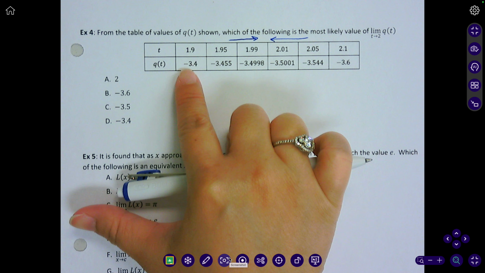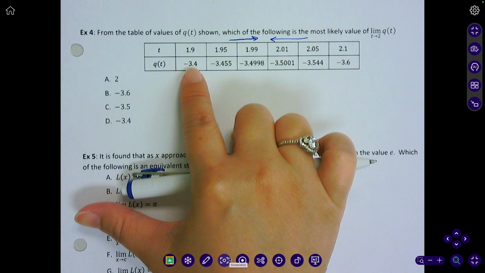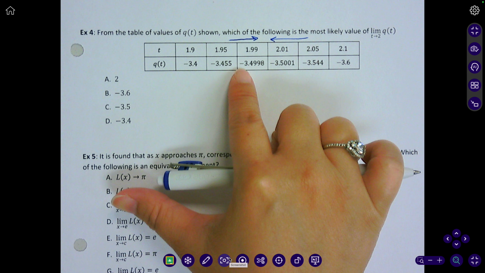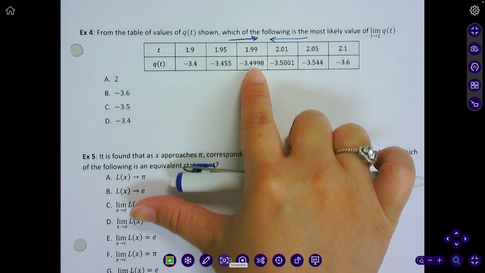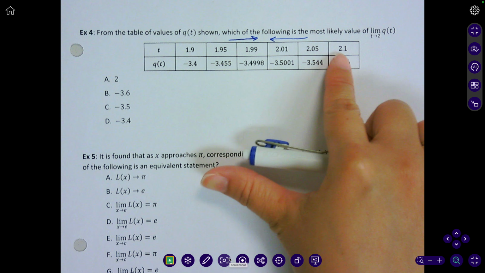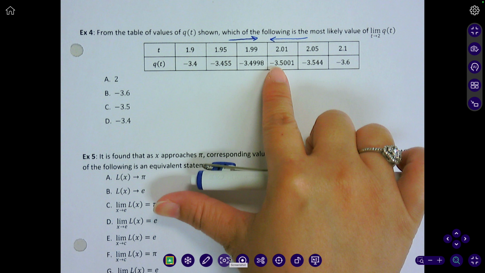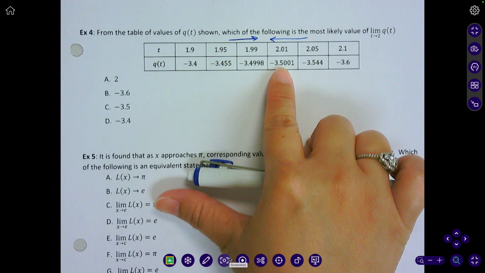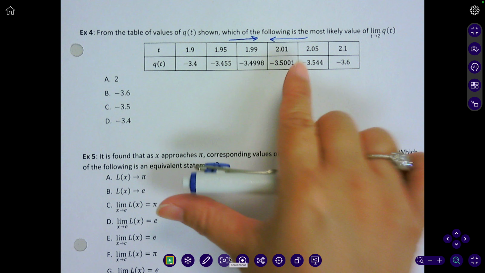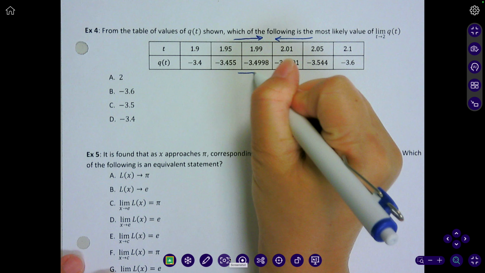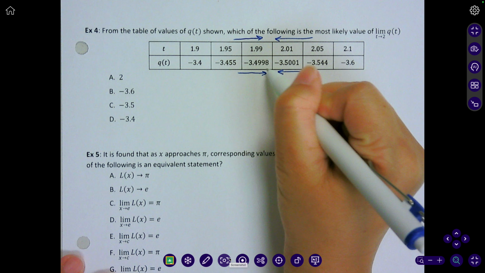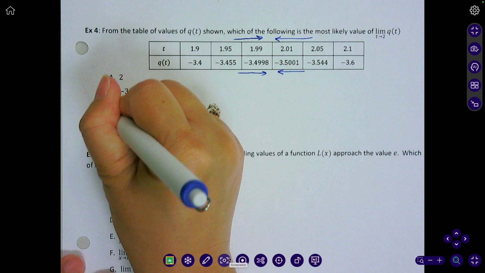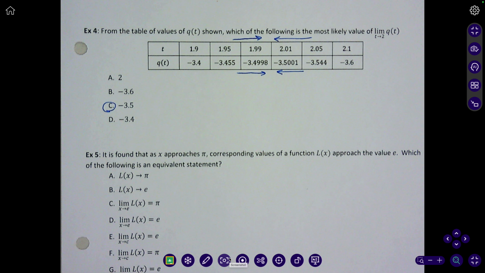I can see that it is moving up from negative 3.4 all the way to, at 1.99, negative 3.499. From the right of the 2, it is getting up to negative 3.5001. So we can assume that this is getting very close to about negative 3.5. So that's what that is. And that's it. Any question?